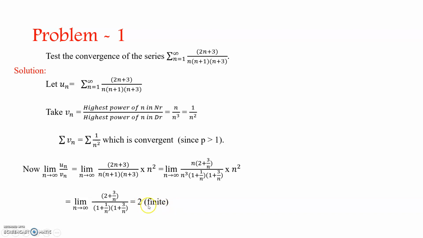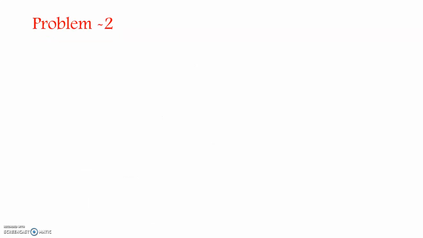This is finite. Since summation vn is convergent and this limit is finite, the series is a convergent series. By comparison test, summation vn is convergent, and also summation un is convergent. Next we are going to see the next problem.